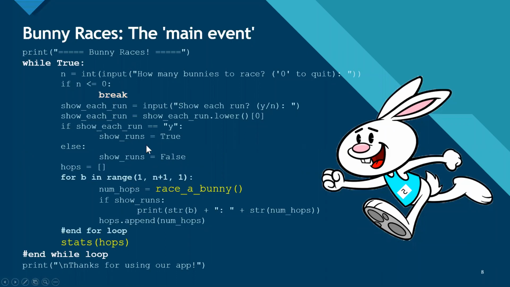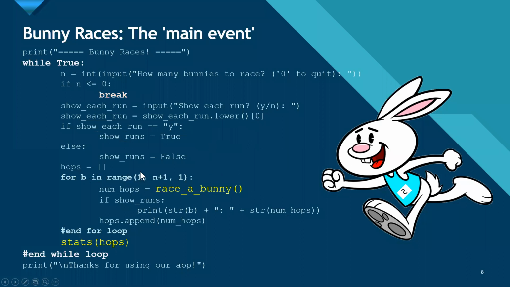Now you might remember that if somebody typed a 5, the second parameter in the range function says, hey, go up to, but not including that. So that's why the +1 is there. And every time we up B, we're going to go up by 1. And this is a kind of a classic for construction. Notice my indentation for my loop. I'm going to say num hops is race a bunny.